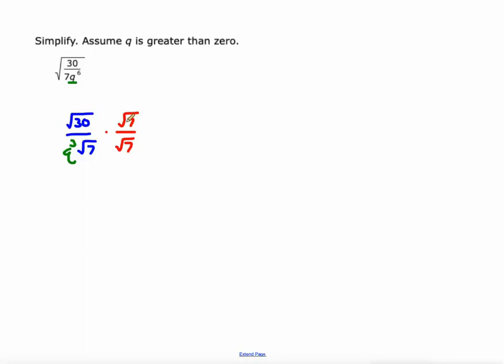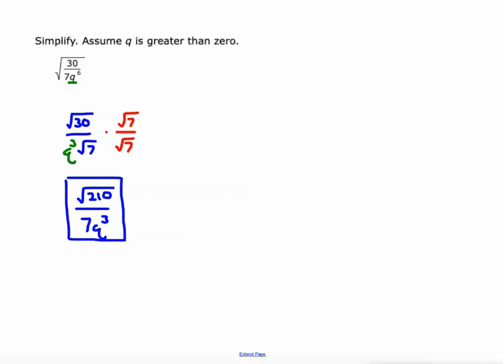Okay, so square root of 30 times square root of 7 is square root of 210, which does not have any perfect square factors. You might have to look and see if there are. And then on the bottom, square root of 7 times square root of 7 is 7, and 7 times q cubed is 7q cubed. So square root of 210 over 7q cubed. We got rid of the radical in the denominator. The radical that's in the numerator does not have any perfect square factors.